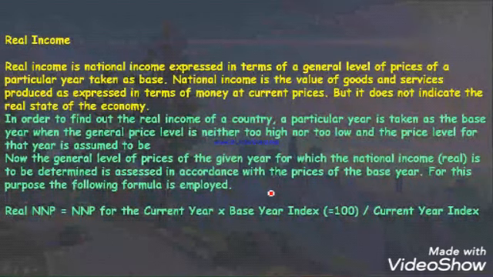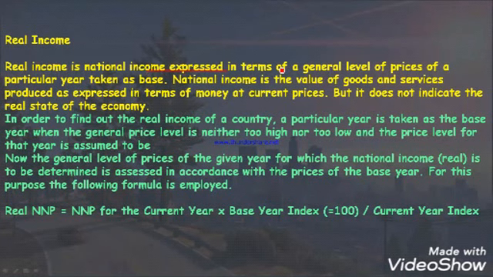Okay, now let's talk about real income, the second last topic. So what is real income? It is the national income expressed in terms of a general level of prices of a particular year taken as a base. General level of prices means very general. That's what is written in the formula. In order to find out the real income of a country, a particular year is taken as the base. Now directly let's get to the formula, you will understand it.